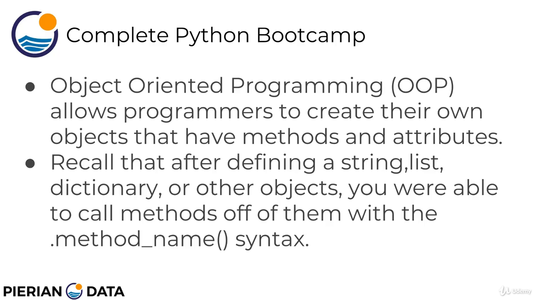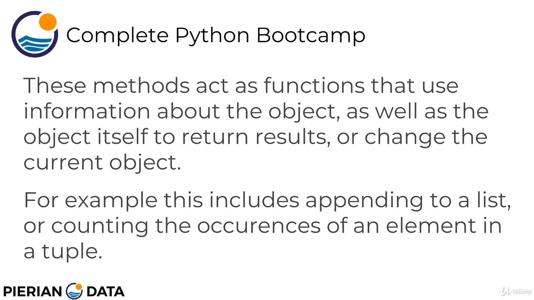So recall that after we defined things such as a string, list, dictionary, or other built-in Python objects, we were able to call methods off of them with the .method name syntax, such as when we were able to call the append method off of a list object, or the index method off of a tuple. These methods act as functions that use information about the object, as well as the object itself, to return results, or edit or change the current object somehow.